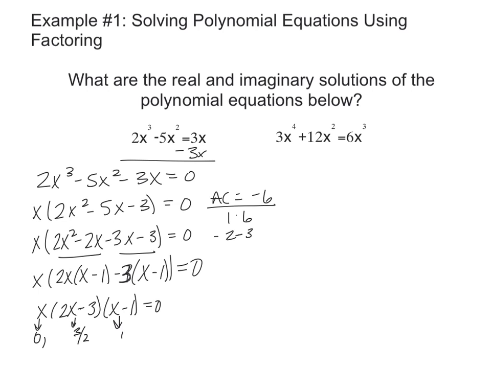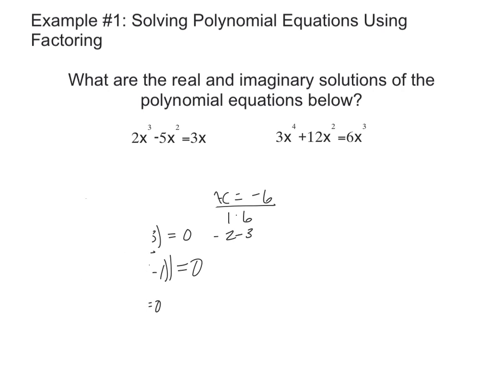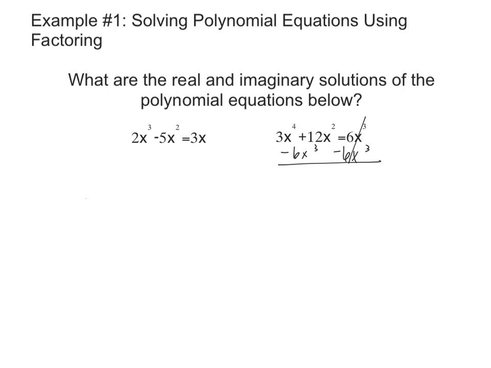Alright, so let's look at the second one. The second one will be just a tad bit different, so I need to erase everything so that I'll have room. Alright, so for this next one, I need to subtract 6x cubed on both sides. Again, if I put that in standard form, and I'm going to move it all the way to the left, I would have 3x to the 4th minus 6x cubed plus 12x squared equal to 0.